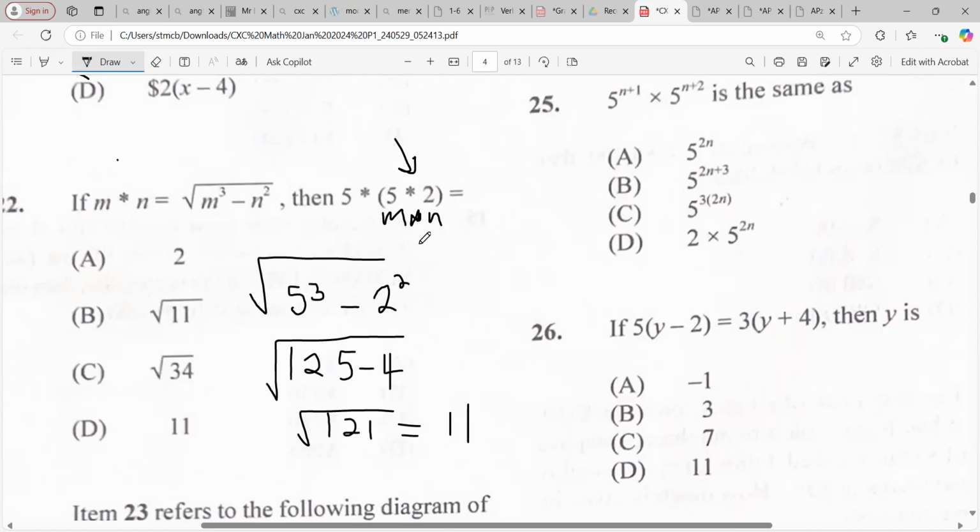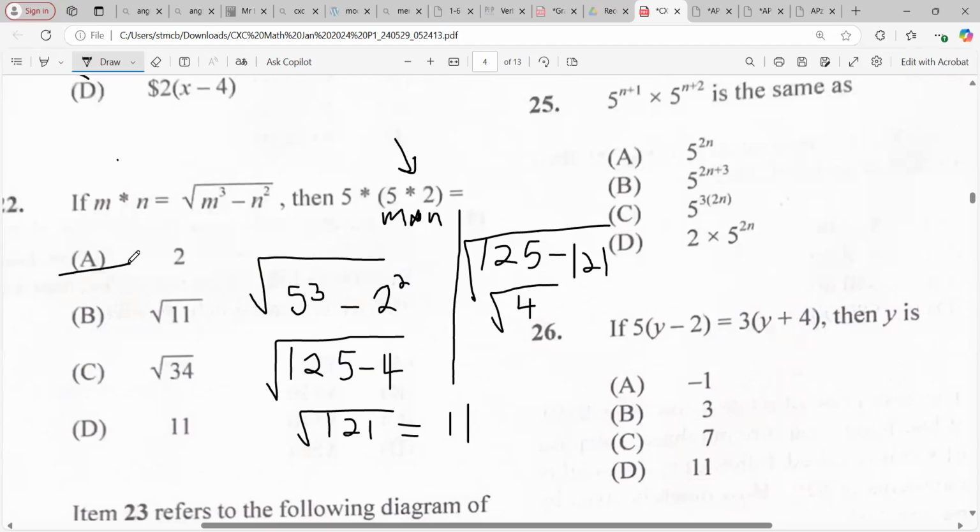And we're going to do the same process again. 5 cubed is 125. 11 squared this time because this becomes our n. So 11 times 11 is 121, right? Find the square root of this after we subtract, which is 4. So find the square root. That is 2. Our answer would have been 8.